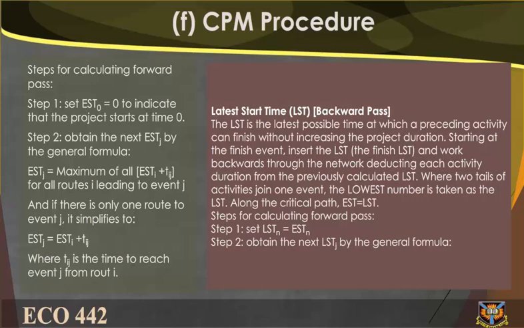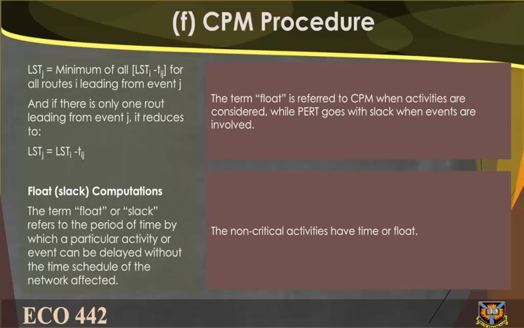Steps for calculating backward pass. Step 1. Set LST N equal to EST N. Step 2. Obtain the next LST i by the general formula: LST i equals the minimum of all (LST j minus T ij) for all routes leading from event i. And if there is only one route leading from event i, it reduces to LST i equals LST j minus T ij.